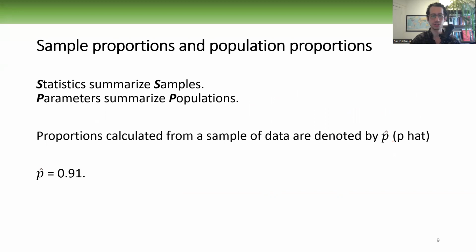Just some note on notation. Let's recall that we're often working with samples when we're working with statistics, and sometimes with the whole population of the data. Proportions calculated from a sample of data, instead of just p, are usually denoted by p-hat. So every time we see a p-hat, the hat is a reference to a sample. So p-hat means the sample proportion, whereas p would be the population proportion. Just a note on nomenclature here that is important to remember.